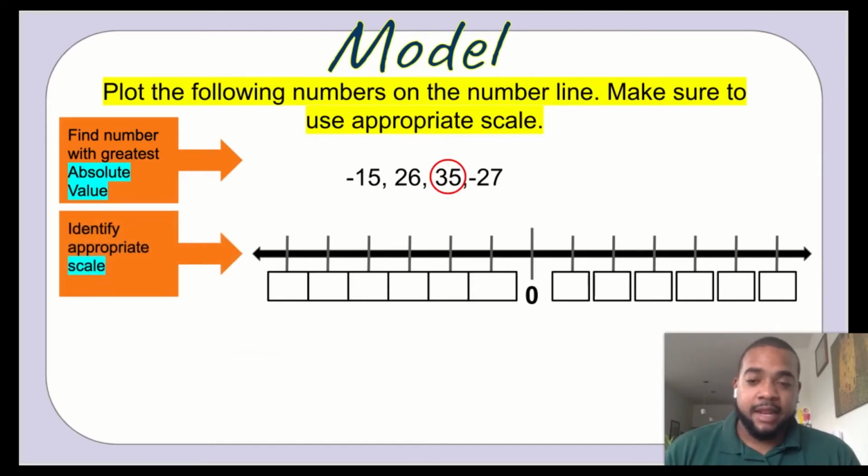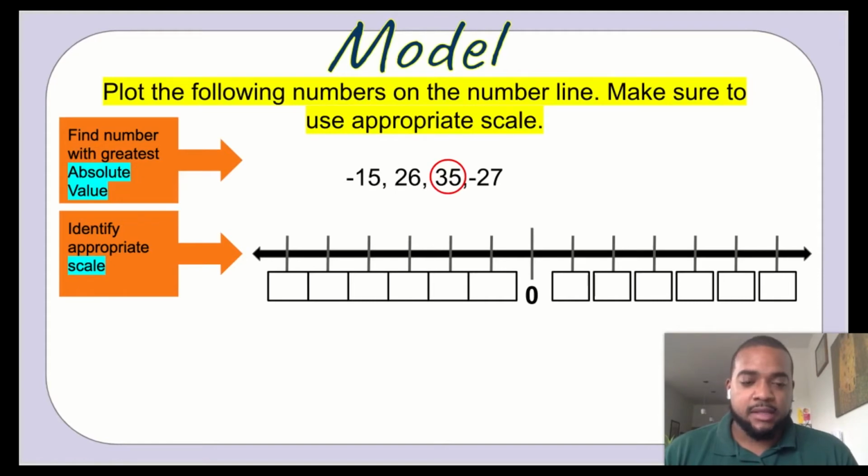Our next step is to identify an appropriate scale. We want to make sure that this 35 can be plotted on our number line. We couldn't just write a number line that goes from 1 to 35. We don't have enough space based on what my number line shows in our model. So I want to make sure that I am scaling or skip counting appropriately so that the 35 can be plotted on our number line.